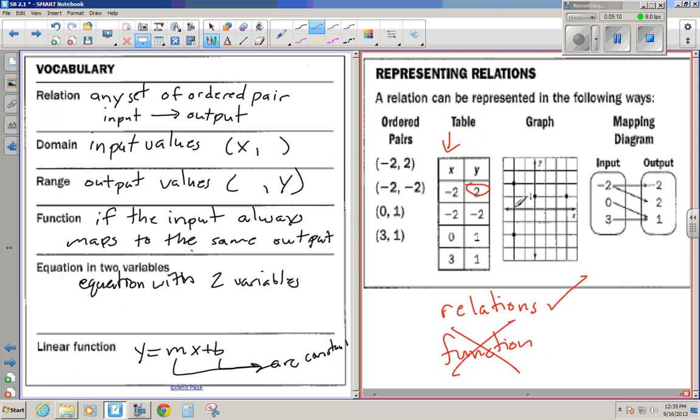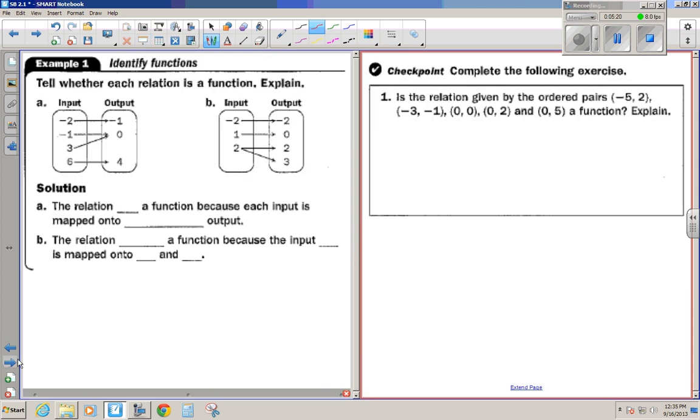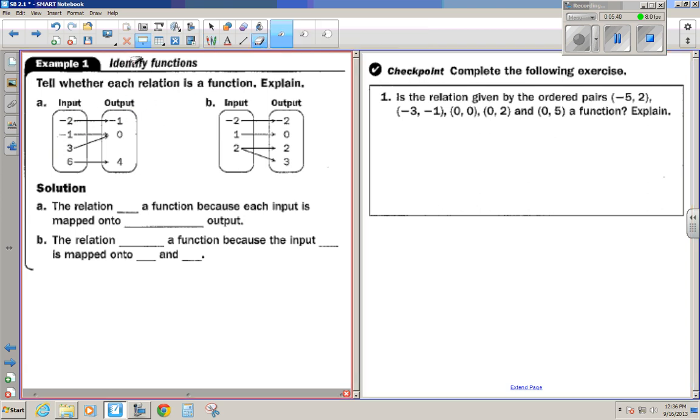If you look at the graph, you can tell. And if you look at the mapping diagram, you can see how that works. So, example number 1 from your note-taking guide. Tell whether each relation is a function, and then explain. So, the question is, does each input always go to the same output? Negative 2 to negative 1. That means anytime negative 2 shows up, negative 1 should be its answer. Negative 1, 0, 3, 0, 6, 4.